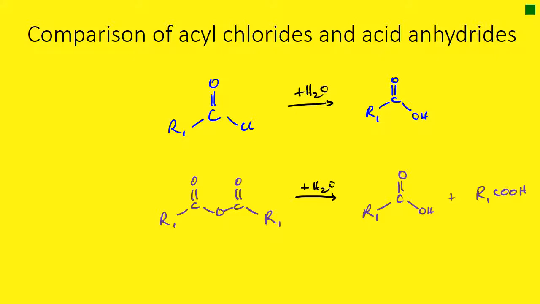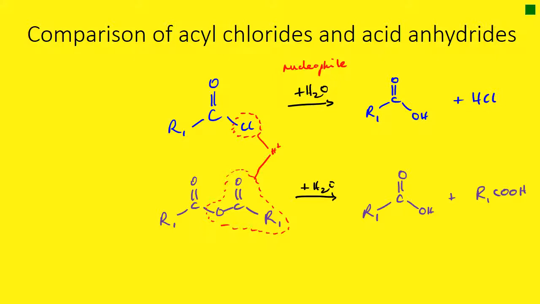So the water was our nucleophile in both cases, and our leaving group, in the case of the acyl chloride, was the chloride, in the case of our acid anhydride was this carboxylate ion, and they joined up with the proton from the nucleophile to make the other products, because I should have put HCl in here. Okay, so that's what happened there.